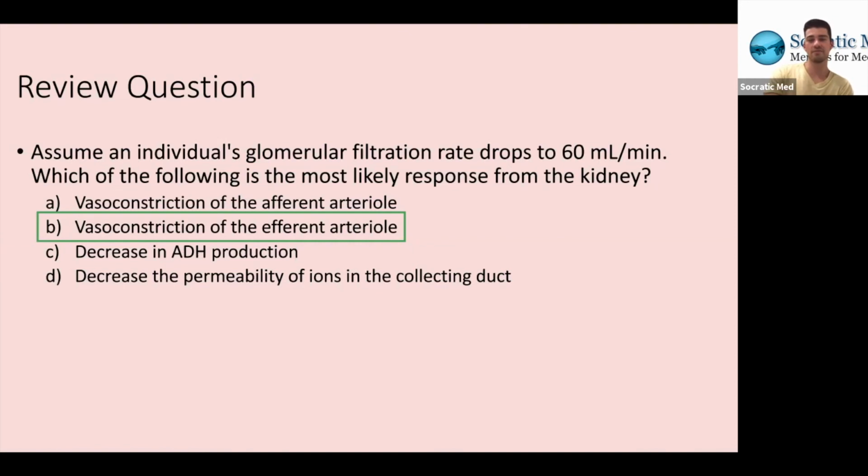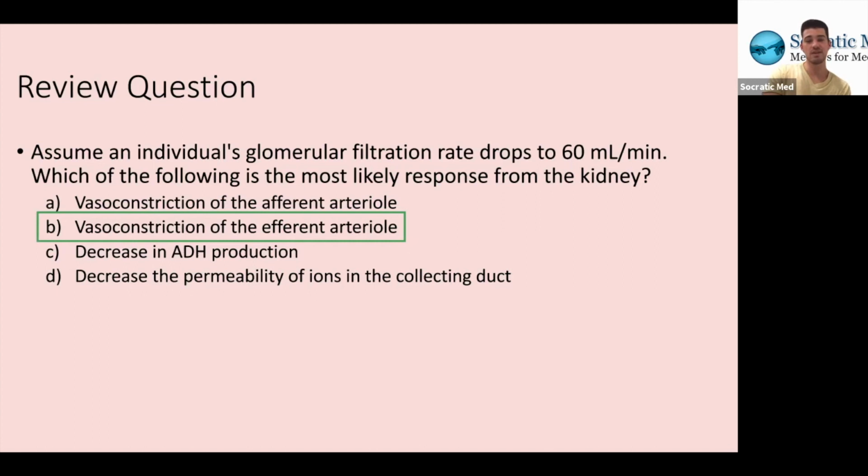Vasoconstriction of the afferent arteriole A would actually cause this to decrease even more. So remember, the afferent arteriole is arriving to the glomerulus. So if you cut off blood flow to the glomerulus, you're actually going to decrease the glomerular filtration rate just because not as much blood per minute is getting to the glomerulus.